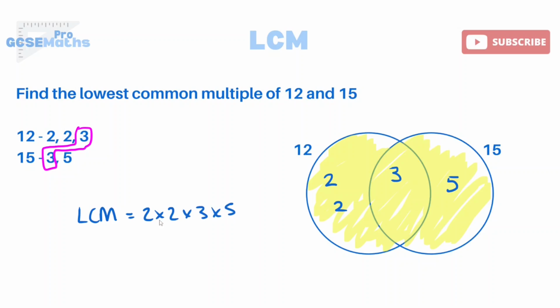Now you might be thinking, well, isn't it just all these numbers times together originally? It's actually not, because you see how they had 2 3s, but I only wrote down 1. So whatever's in the middle is a pair. You're only going to write it down once. And then you just work that out. So 2 times 2 is 4, times 3 is 12, times 5 is 60.